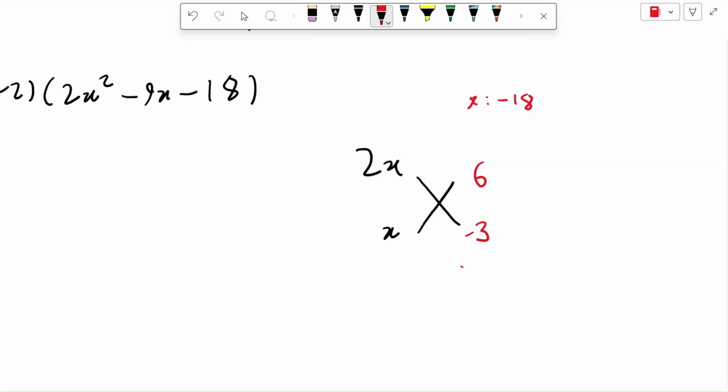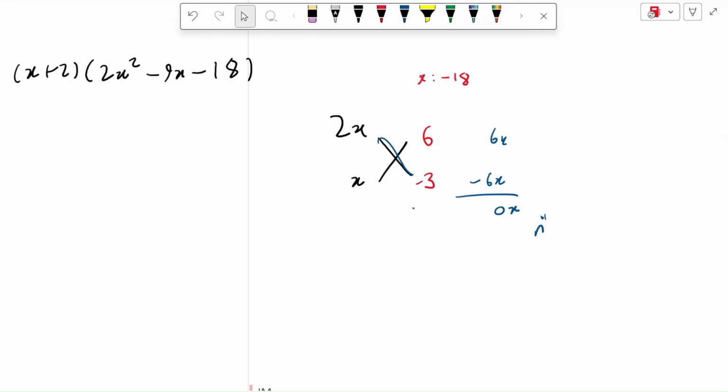So we've got 2x with minus 3, just like that. So we get minus 6x, and we've got x with 6. So that's 6x. If we add those together, that gives us 0, which is not minus 9x. So that is not what we want.